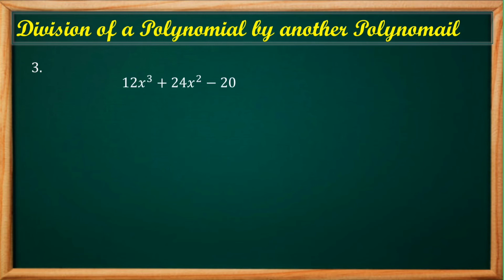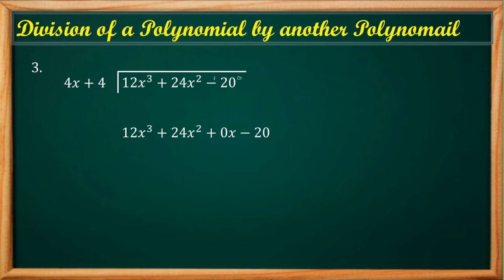If we will have here 12x cubed plus 24x minus 20 divided by 4x plus 4. Okay, dito papasok yung sinabi natin kanina that we will add 0 if there would be lacking. Try to observe on this part. Our exponent is 3, 2, and then 0. Ano yung kulang para ma-arrange natin in descending order? Kulang tayo ng 1. Therefore, kulang tayo ng x raised to 1.